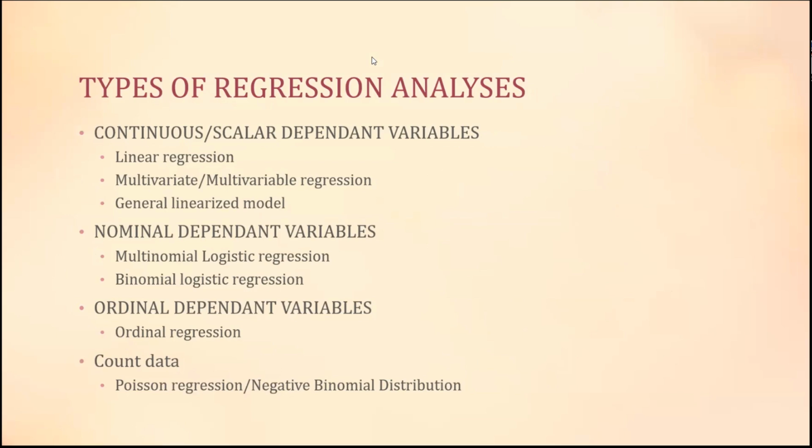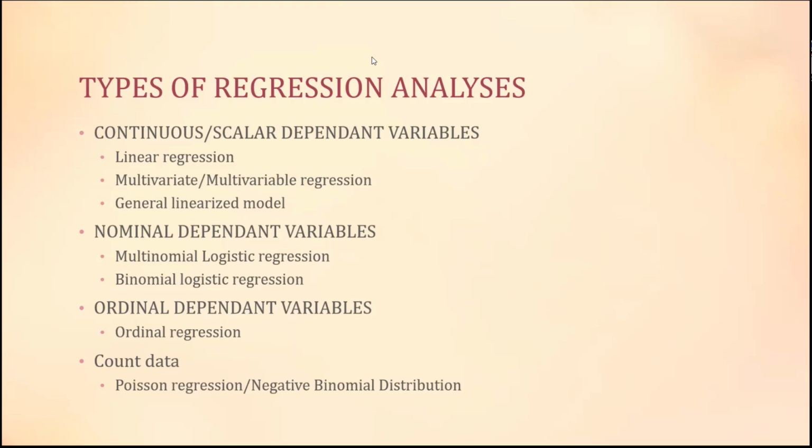I kind of split this into 3 categories. Dependent variables being either continuous or scalar, nominal or ordinal, and there's also regression analyses for count data. And what I mean by count data is essentially your number of occurrences, number of events, number of deaths, number of adverse events. So when people use the Poisson regression, that's what they're doing. They're modeling the number of events, the number of deaths, etc., and they're trying to determine what are the best predictors of that. So that's why people use the Poisson regression.